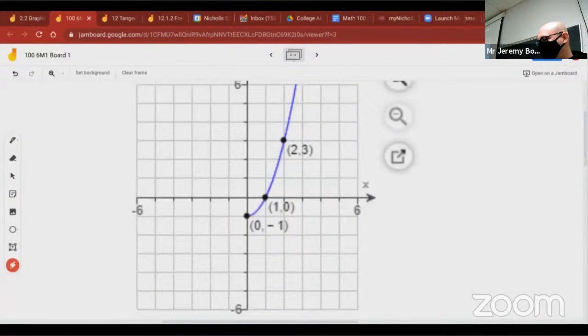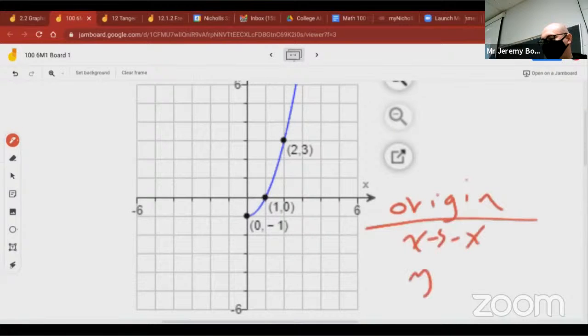Origin. Remember, we're going to replace x with negative x and y with negative y. So we're going to change the sign on both. So we have the point 0, negative 1. I'm going to have what? Change the sign on the 0, it's still 0. Change the sign on the negative 1, it's 1. So I'm going to have the point 0, 1.